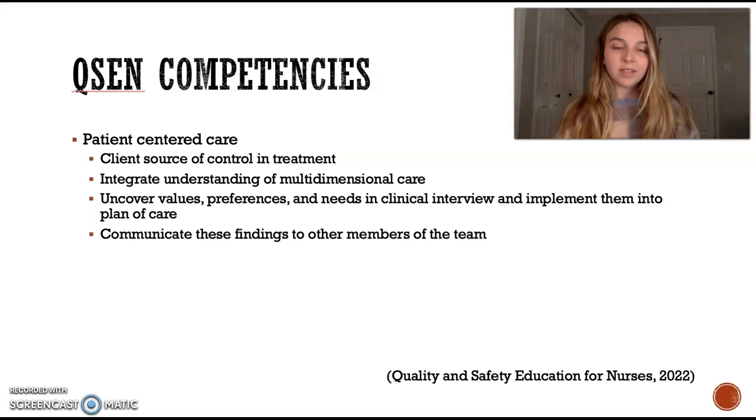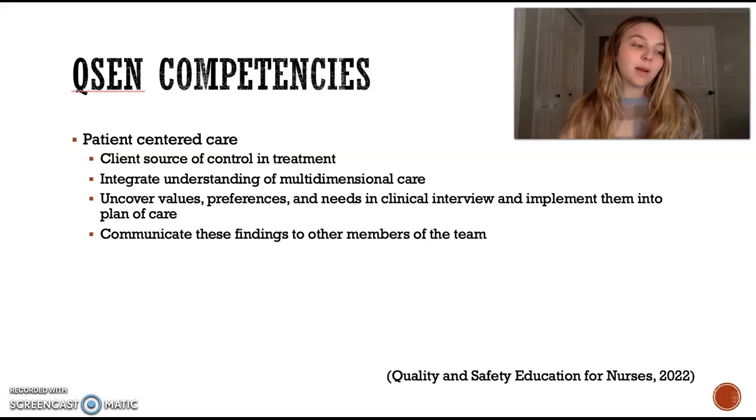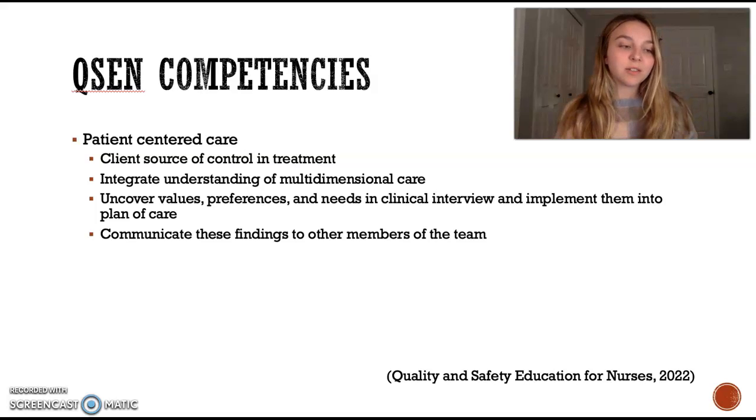And it's also important to communicate these findings to other members of the healthcare team, which goes back to the importance of advocating for our patients. It's all about recognizing that the client is the source of control, and we need to respect their preferences and their values in their healthcare treatment.